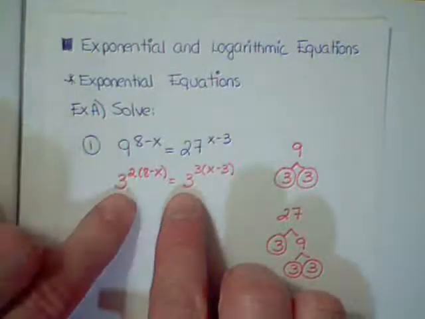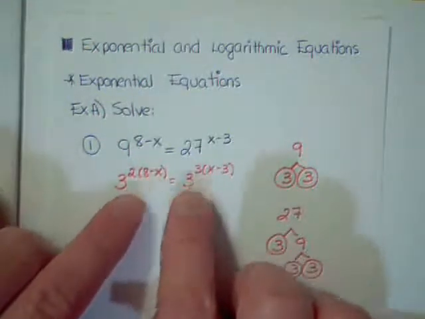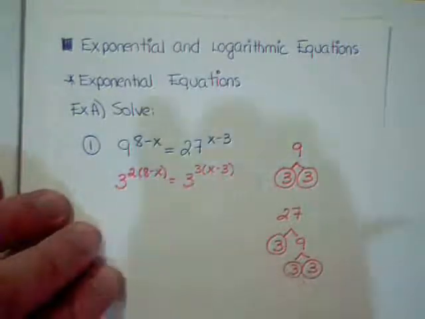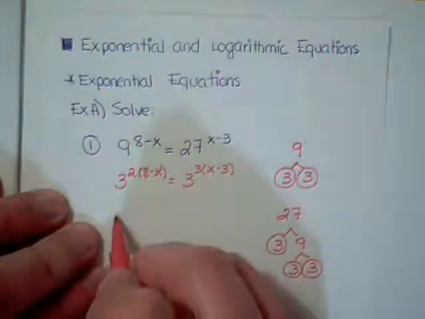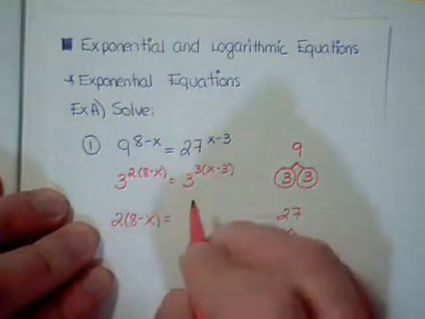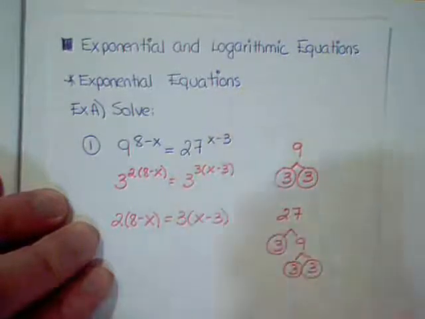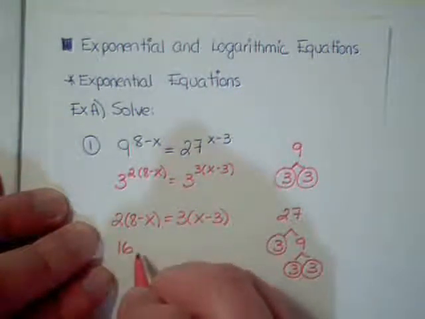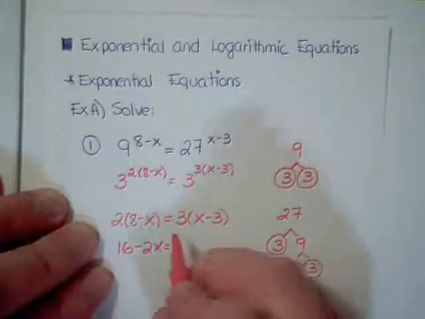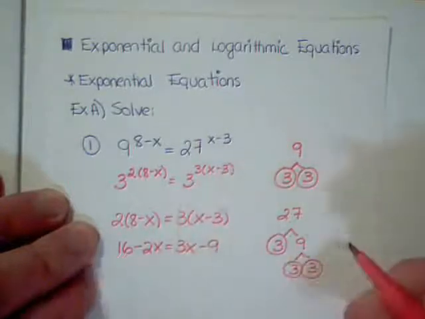Because these bases are the same, I can set the exponents equal to each other. If these numbers were not the same, I could not do that. And because these two are the same, I can write 2 times (8 minus x) equals 3 times (x minus 3). So now this becomes 16 minus 2x, and this becomes 3x minus 9.